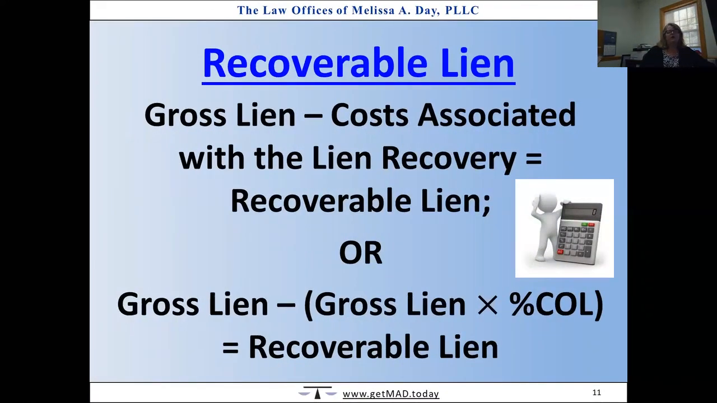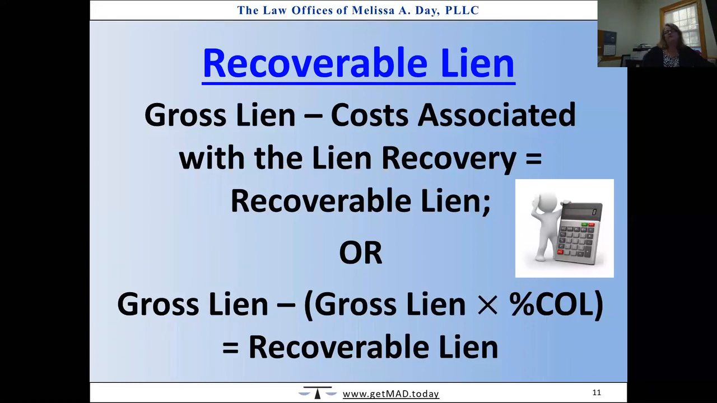To determine your recoverable lien, you take your gross lien minus costs associated with the lien recovery, and that will give you your recoverable lien. Another way to put that is it's your gross lien minus your gross lien times the percent cost of litigation, and that gives you your recoverable lien. And really what you're doing when you're determining what your recoverable lien is, is determining what you're entitled to recover after you pay attorney's fees associated with the benefit of recovering your lien.